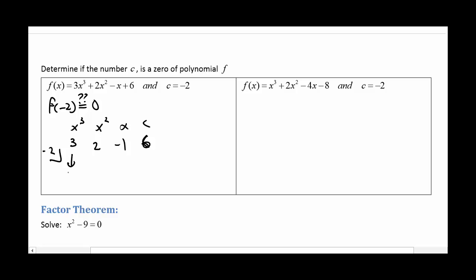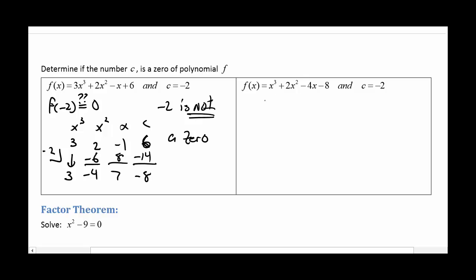So drop the 3, multiply, combine like terms, multiply, combine like terms, and combine like terms is the last one there, and that gives us -8. So -2 is not a 0 of this function.